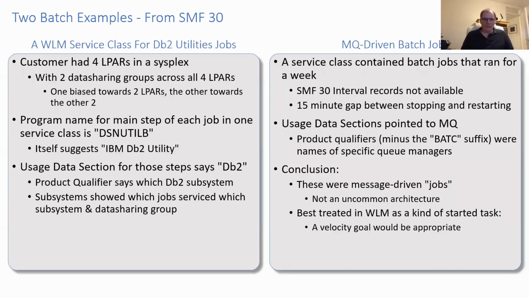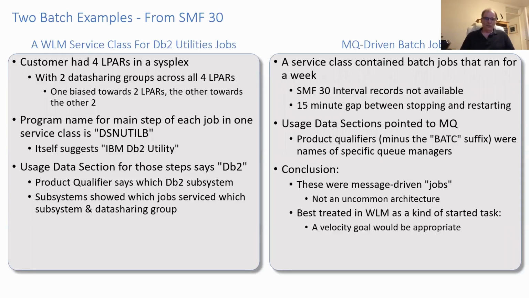Okay, right, so on the left-hand side is something I haven't come to, but it's kind of similar. Another customer had a WLM service class for DB2 utilities jobs. They had 4 LPARs and a sysplex, and across those 4 LPARs, there were 2 data sharing groups. Each data sharing group had members on all 4 LPARs. One of those data sharing groups really was biased very heavily to 2 LPARs and the other towards the other 2.